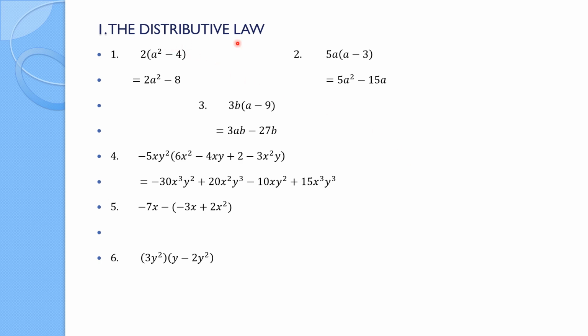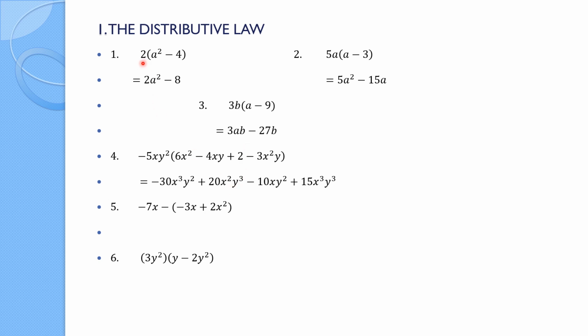In the distributive law, in short, you should know if there's a value outside a bracket, that value must be multiplied with everything in the bracket. Take note there's no plus or minus sign between the 2 and the bracket. Same with 5a, there's no plus or minus, so therefore it's 5a times everything in the bracket. There you see the same thing, the value in front of the bracket must be multiplied with the values inside the bracket.